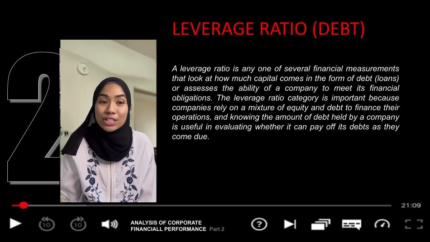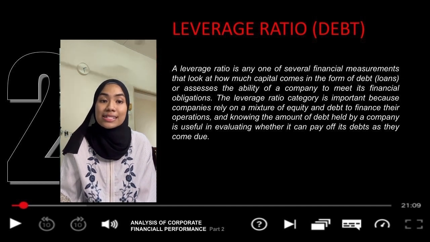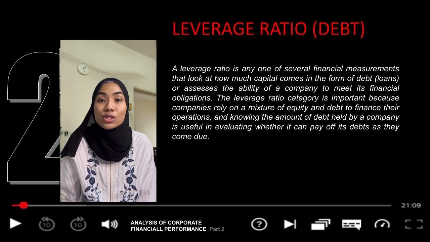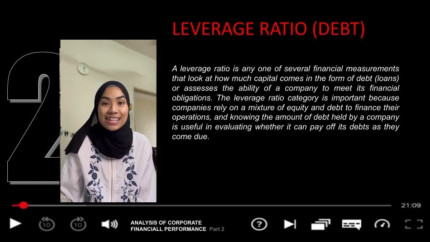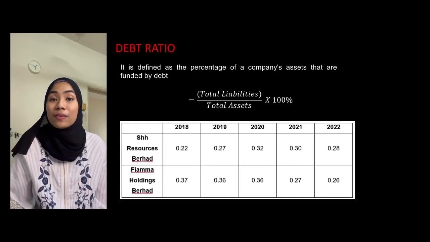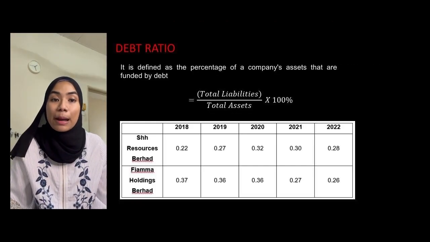The leverage ratio category is important because a company relies on a mixture of equity and debt to finance its operation, and knowing the amount of debt held by a company is useful in evaluating whether it can pay off its debts as they come due. Now, let's go with the first category, which is debt ratio.